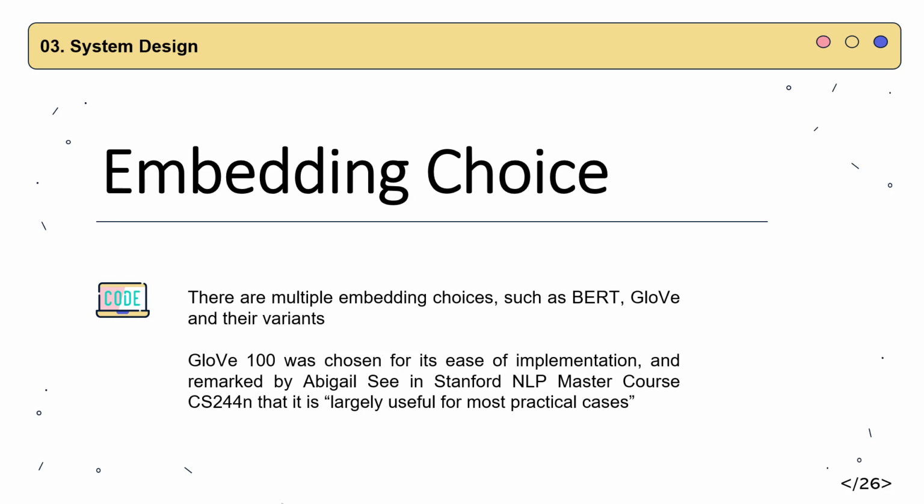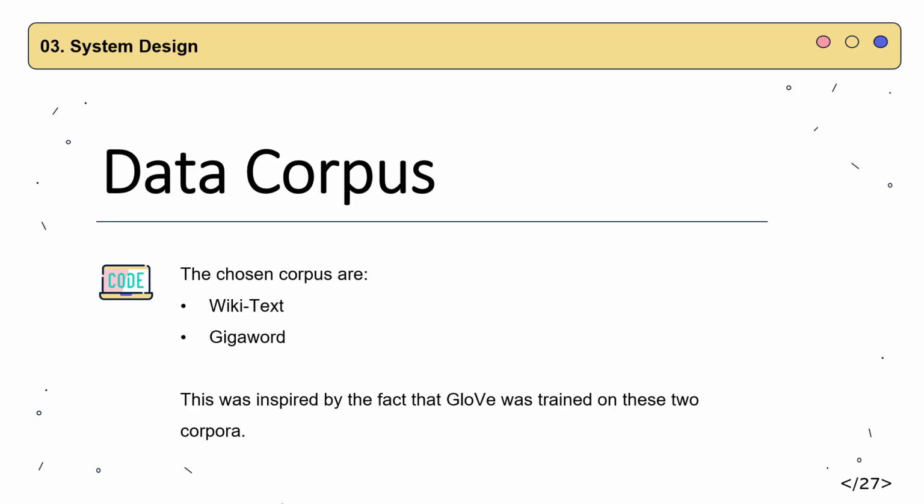So the first design decision that we need to make is what embedding we should use for our network. In our approach, we want our embedding to be parameterized because we want it to adapt to any downstream NLP model, which can come in BERT, GloVe, or any variants. For this experiment, GloVe 100 was chosen for its ease of implementation, and we'll extend it later to RoBERTa. Why was GloVe 100 chosen? Because it was easy to use, and as remarked by Abigail See in the Stanford NLP course CS224N, it is largely useful for most practical cases.